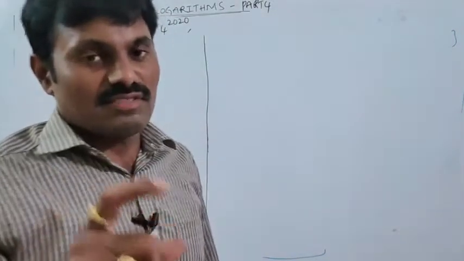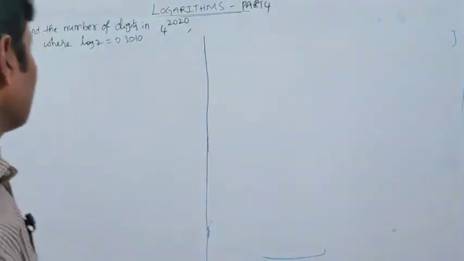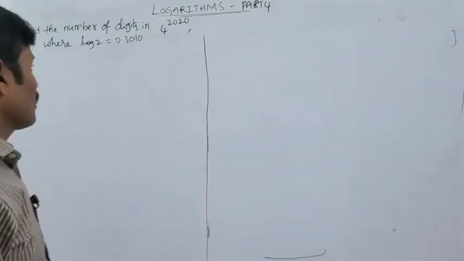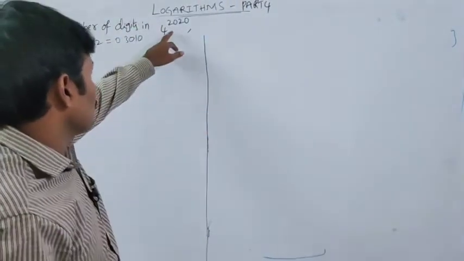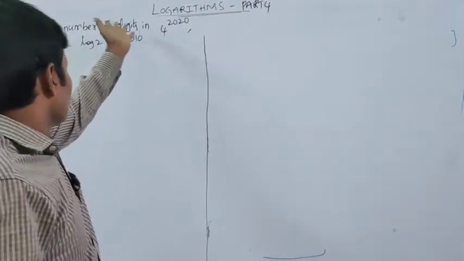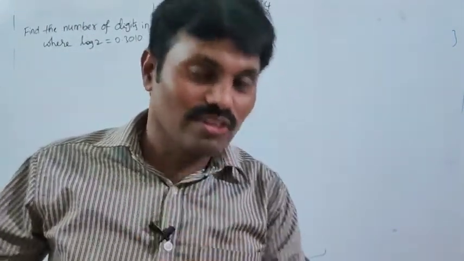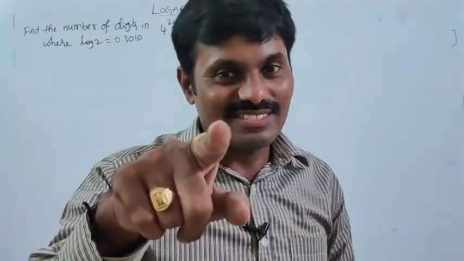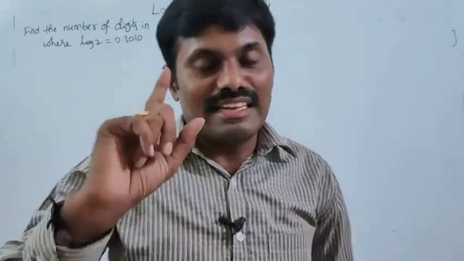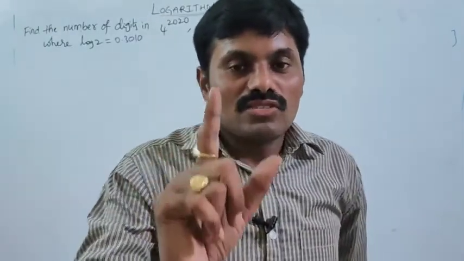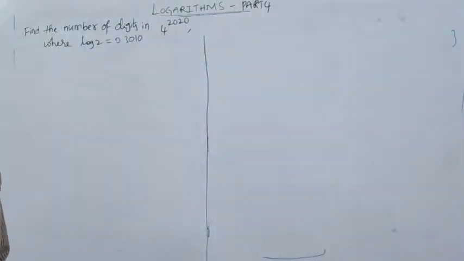Okay, my dear students, we will discuss one more problem that is most selected for competitive exams. Find the number of digits in 4 to the power of 2020, where log 2 is equal to 0.3010. Is it possible to find 4 power 2020 by seeing or by calculating? If you multiply 4 by itself 2020 times, will you get the answer? It is very difficult. So to find the number of digits in the given exponential form, we use the logarithm concept. It is a most selected question in all categories.